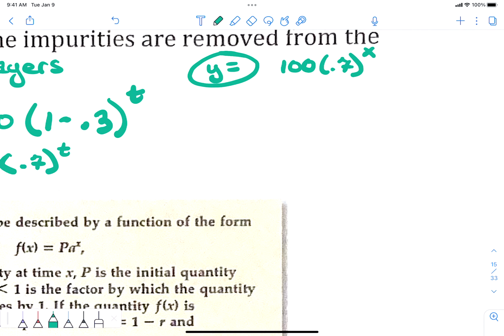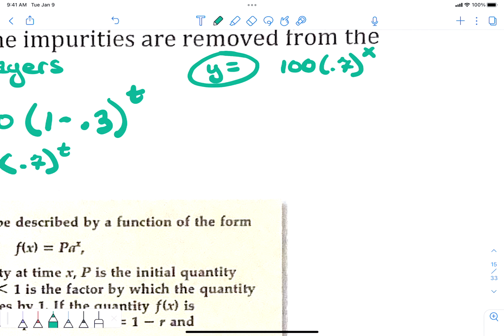You have to go to the caret, and then... oh wait, you have a fancy calculator. It's the same thing as ours. Y equals 100 times 0.7 to the x power. Delete. To the x power.